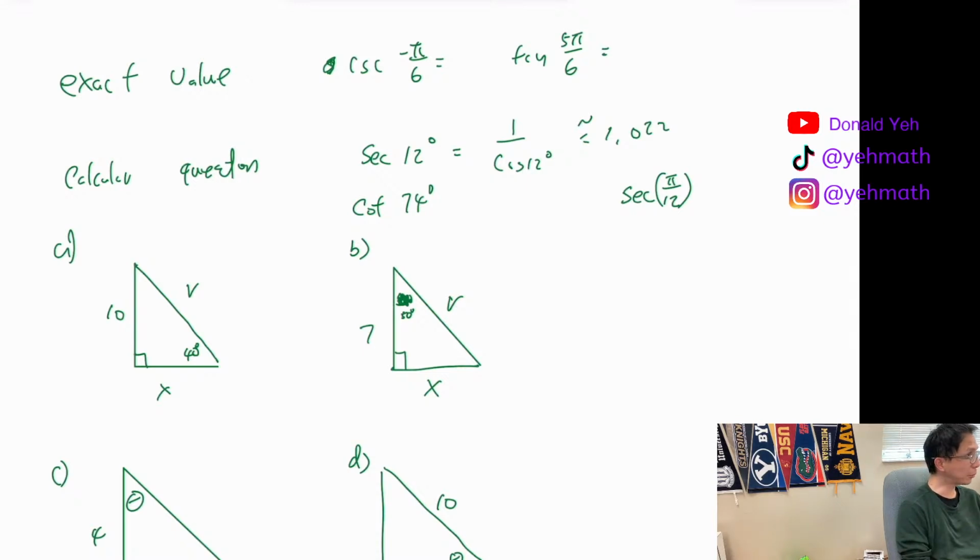You have to change your mode to radian first, because what's given is not an angle anymore. It's not degrees anymore. So change your mode to radians first, and type in secant of pi over 12. Well, it's 1 over cosine of pi over 12. There's a pi button on your calculator. You gotta go find it.